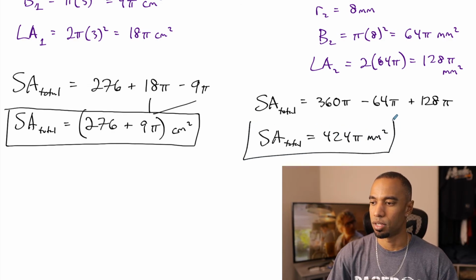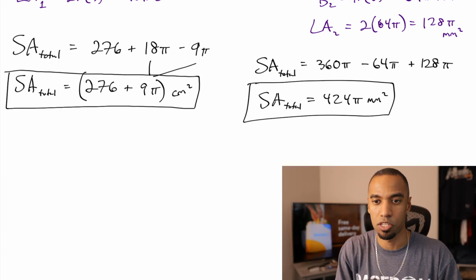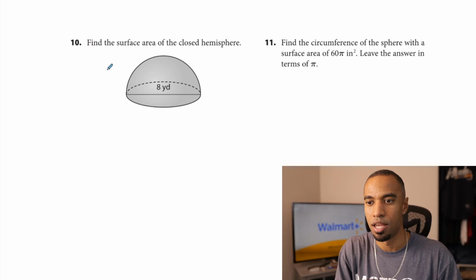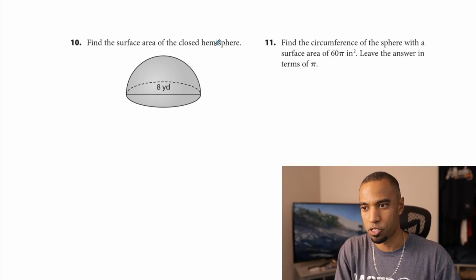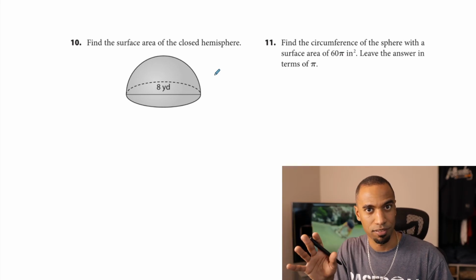There you go. There it is. They say leave in terms of pi, and I shall. All right, 2 more problems. I think these ones will be a lot faster. They aren't composite figures. Find the surface area of the closed hemisphere. And I kind of wish that they gave us one of these problems earlier. This is going to be relatively fast.